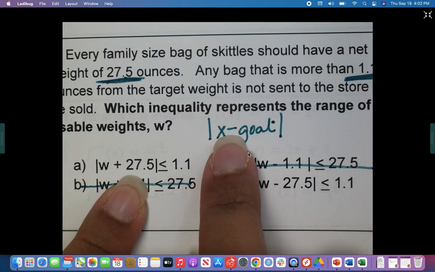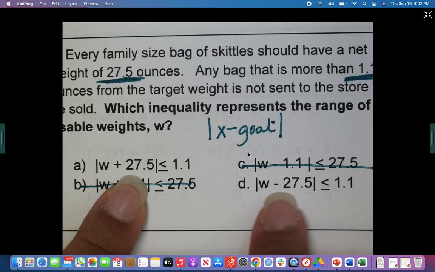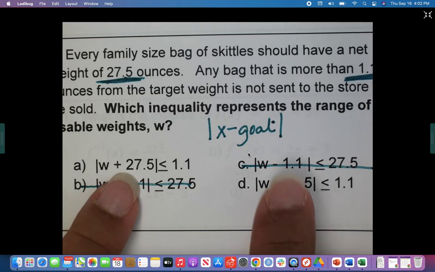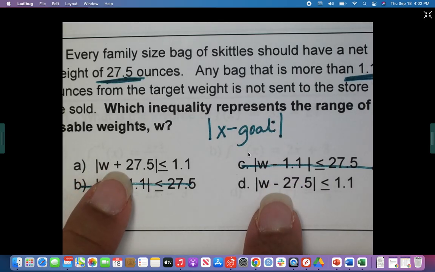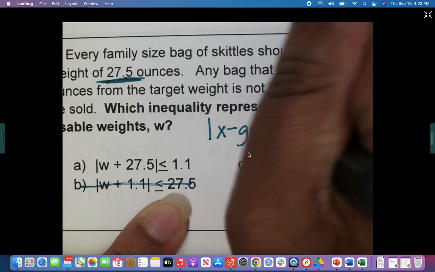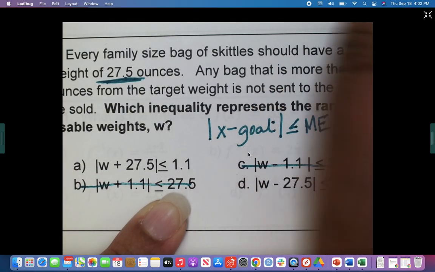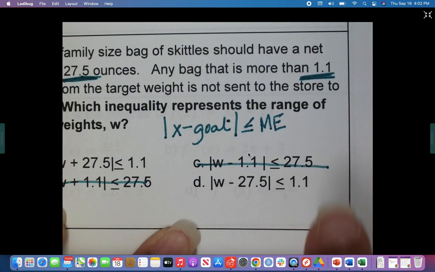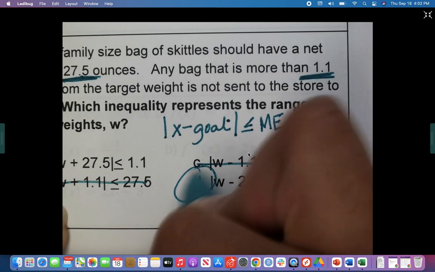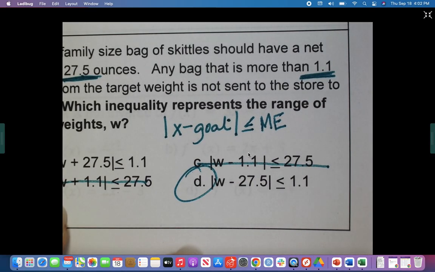Remember, it's x minus the goal. So the only one that has the minus is D, because this one has a plus. So x minus the goal is less than or equal to your margin of error. So margin of error is 1.1, so 1.1 should be on the end. So the answer is D for that one.